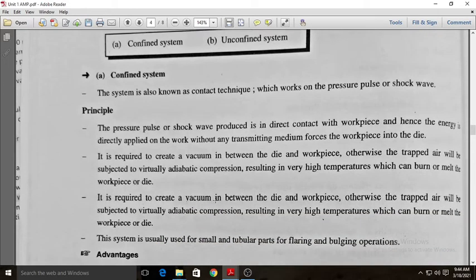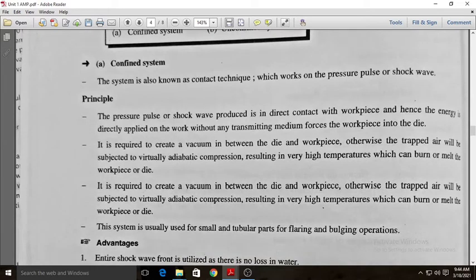So what is the confined system? The system is also known as the contact technique, which works on the pressure pulse or shock waves. The pressure pulse or shock waves are produced in direct contact with the workpiece, hence the energy is directly applied to the work without any transmitting medium, forcing the workpiece into the die. It is required to create a vacuum between the die and workpiece, otherwise the trapped air will be subjected to virtual adiabatic compression, resulting in very high temperature which can burn or melt the workpiece or die.